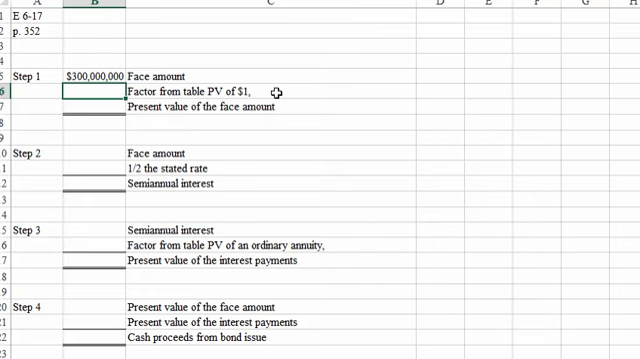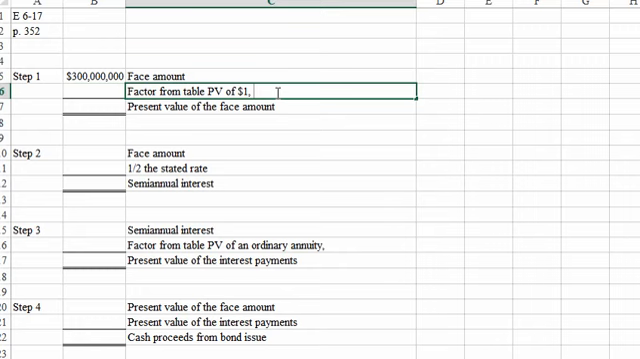Now, let's go a little further here. We have 20 years, but we're paying interest every 6 months, so 40 interest payment periods at half the market or effective rate. Here they call it the market rate. You'll always make your present value calculations using the market rate. Well, it's 10% for the year, which means it must be 5% every 6 months.